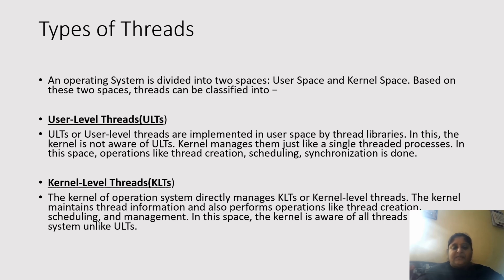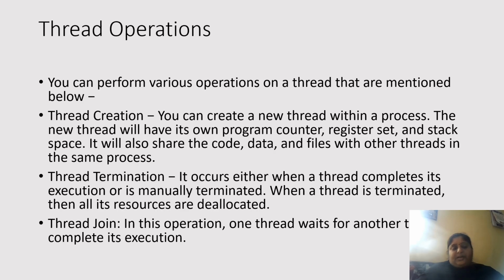User level threads will have thread creation, scheduling, and synchronization done. And kernel level threads will have all the operations like scheduling, creation, and management. These are the types of thread. And in a thread, you can also perform various operations that are mentioned below here.